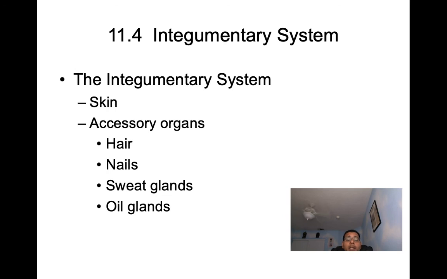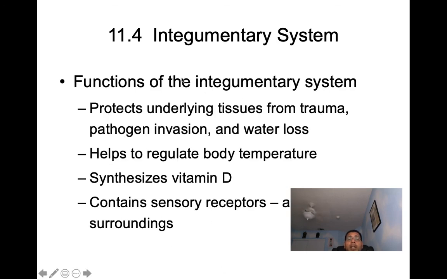So when we talk integumentary system, we said the skin and its appendages. The appendages include hair, nails, sweat glands, and oil glands. When we talk integumentary system, you can see its functions are going to include to protect our underlying tissue from trauma. It helps protect us from pathogen invasion and from dehydration.